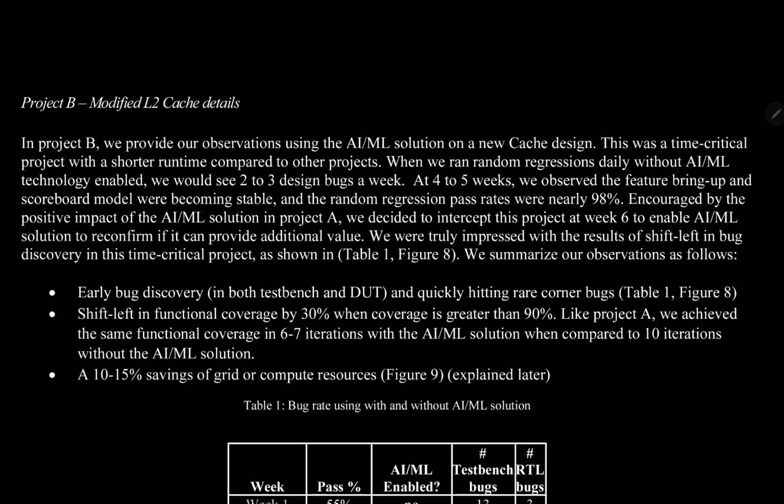When we ran random regressions daily without AI/ML technology enabled, we would see 2 to 3 design bugs a week. At 4 to 5 weeks, we observed the feature bring-up and scoreboard model becoming stable, and the random regression pass rates were nearly 98%. Encouraged by the positive impact of the AI/ML solutions in Project A, we decided to intercept this project at week 6 to see if the AI/ML solution could provide additional value.